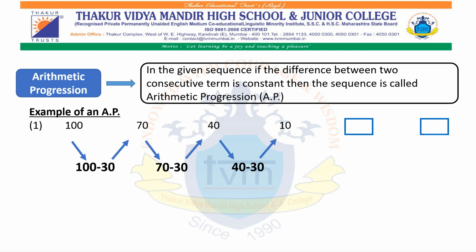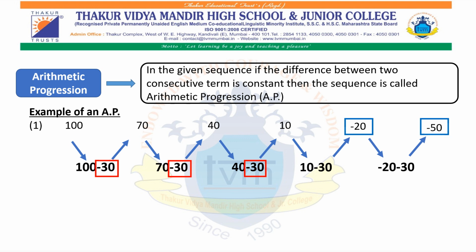Means in all the 4 terms the consecutive difference is the same, which is minus 30. For getting the next numbers, we have to do the same thing. Means we will take the previous number 10 and subtract 30 from it and we will get minus 20. Again, 30 has to be subtracted from minus 20 and we will get minus 50. Means our sixth term is minus 50 and our fifth term is minus 20.